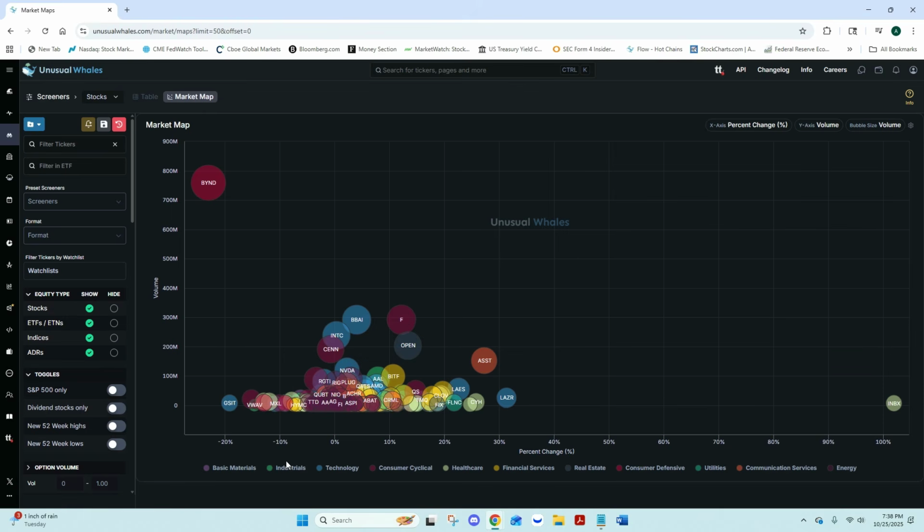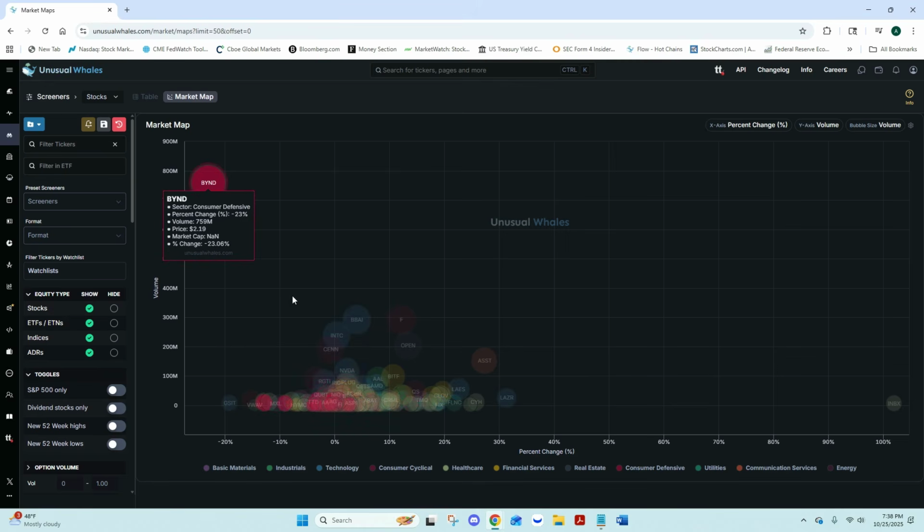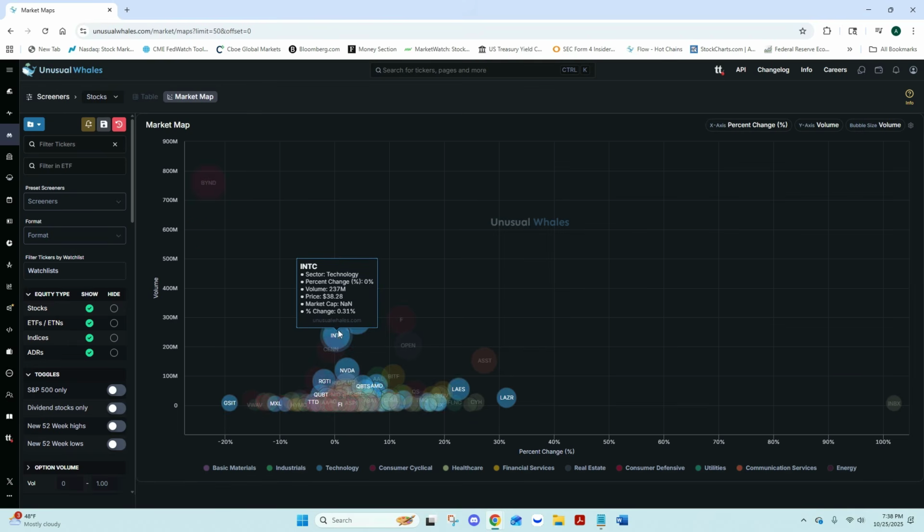Let's say you were looking at, okay, we had a lot of volume. For example, Friday, if you were looking for a stock that had a lot of volume and didn't really move a lot, like Intel, let's take a look at this. Intel was only up 0.31% here, and you can see there was a lot of volume on it, and to me that's kind of unusual, if there's a lot of volume on something and the stock didn't move that much.